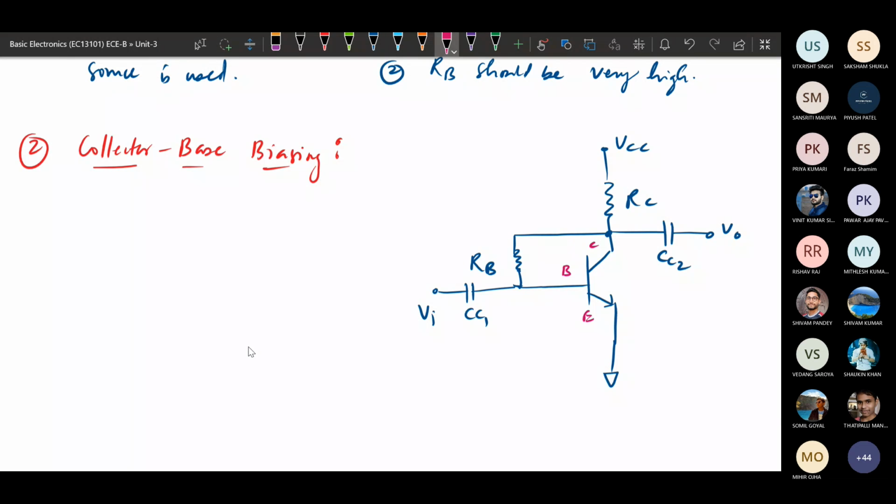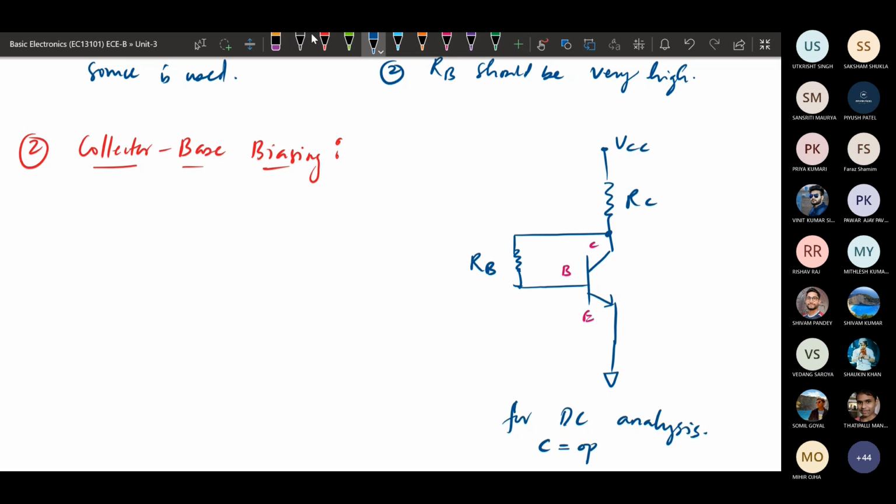So this is the complete circuit in case of the amplifier, but once we go for DC analysis, we need to remove this part. The capacitor will be open circuited while doing the DC analysis. So this is the circuit for DC analysis. For DC analysis, capacitors will be open circuited. This will be the circuit.